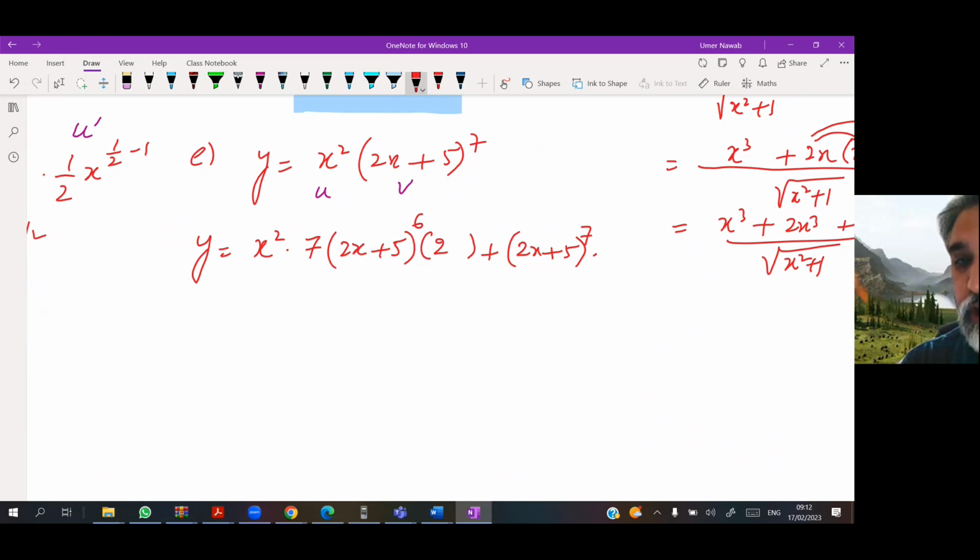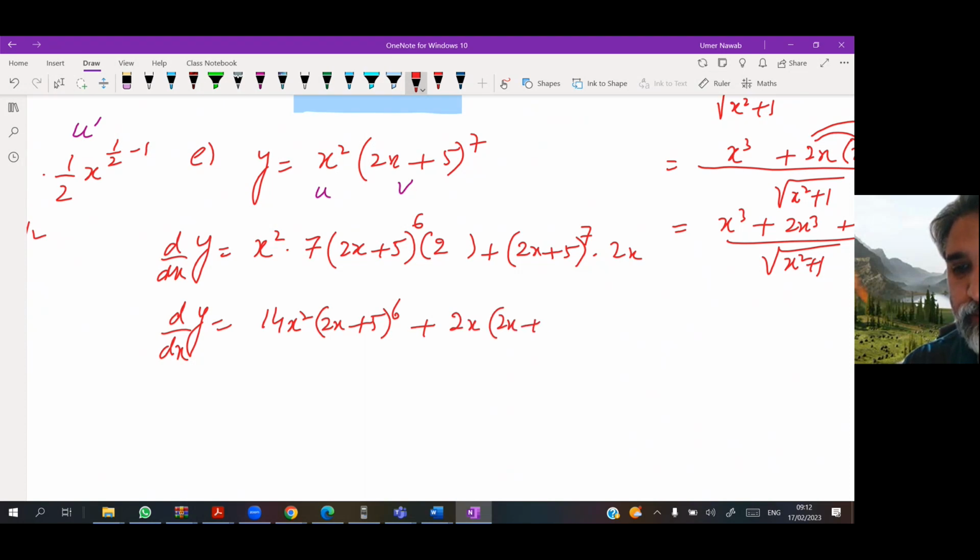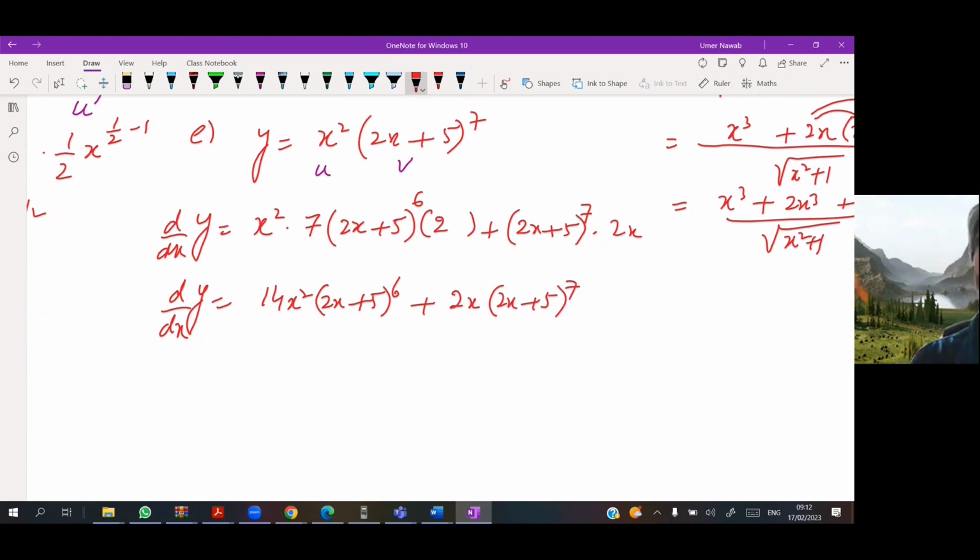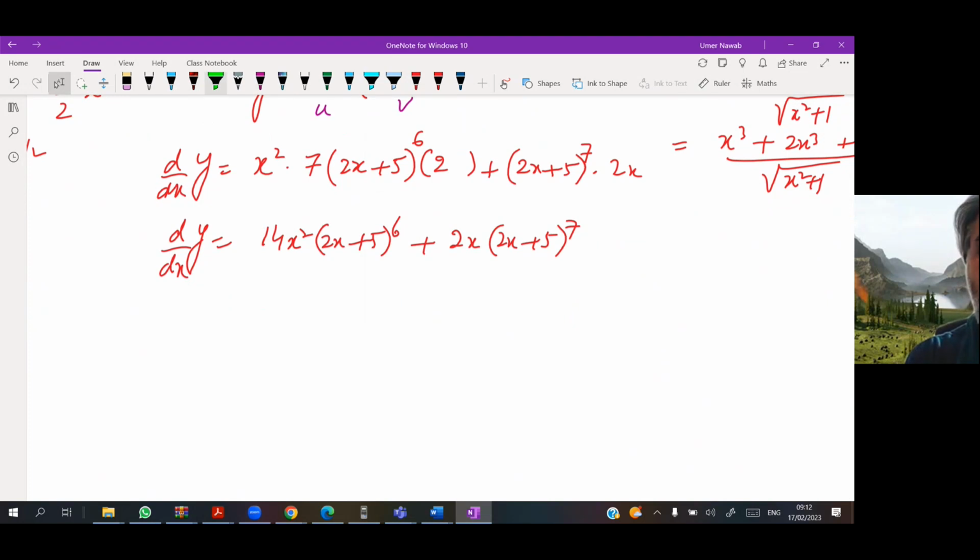The derivative of u is 2x. Now, sorry, I found the dy by dx, I forgot to write it. Can I simplify? 7 times 2 is 14x squared and (2x plus 5) raised to 6. And here it is (2x plus 5) raised to 7. If a student wants to stop here, no worries, but I can see something is common.